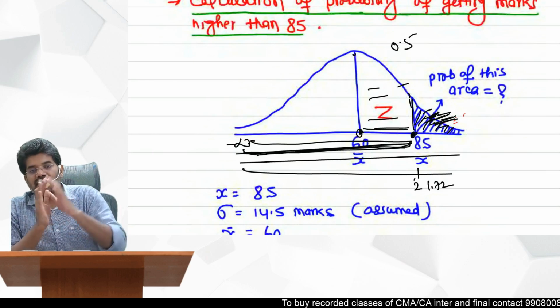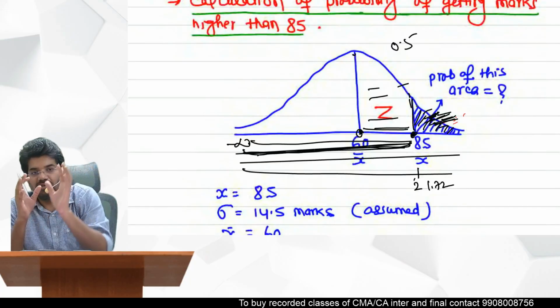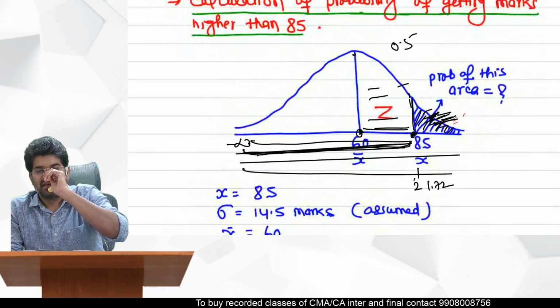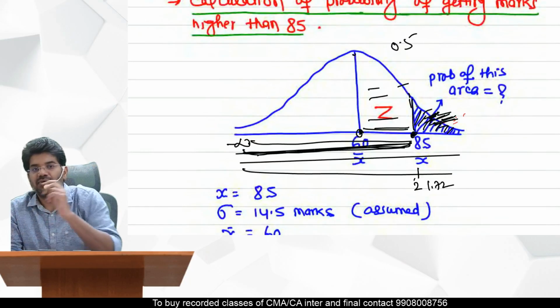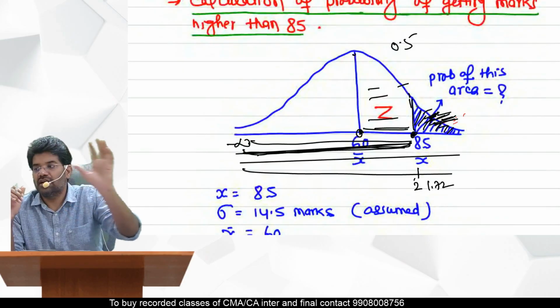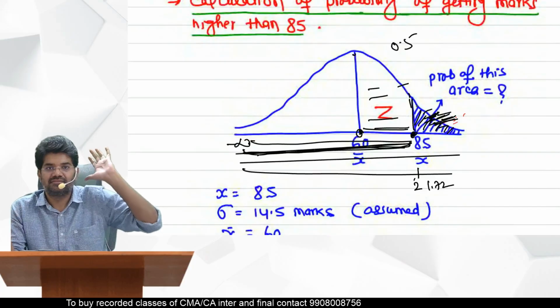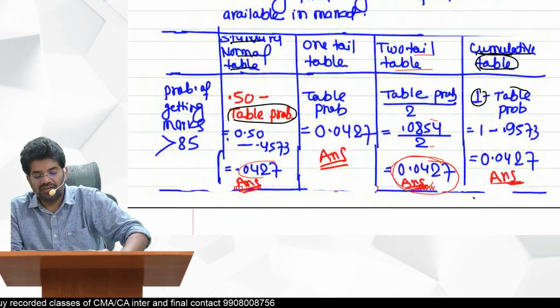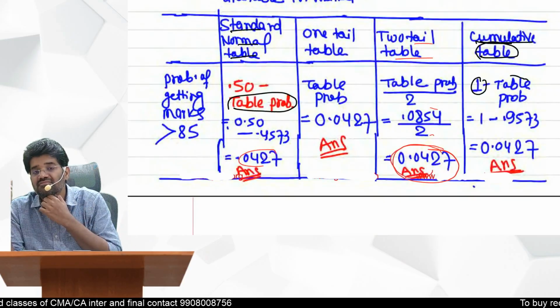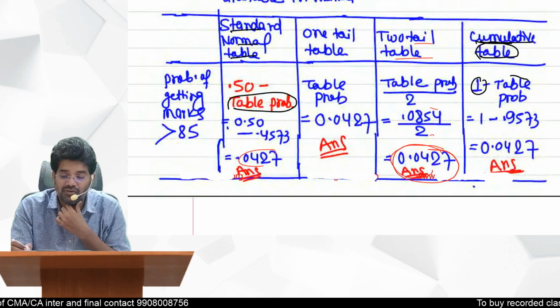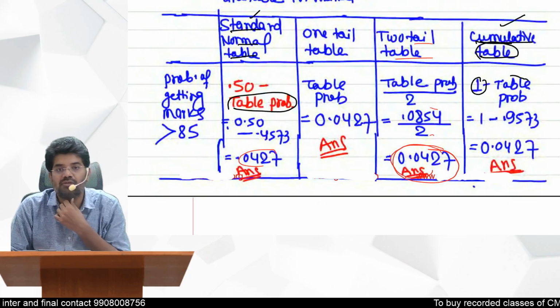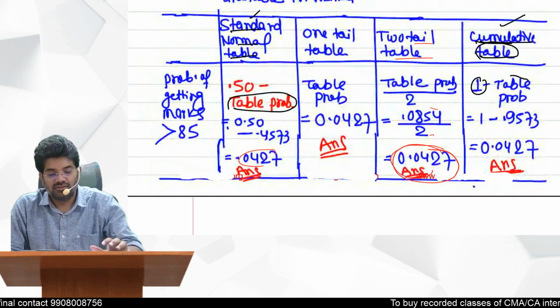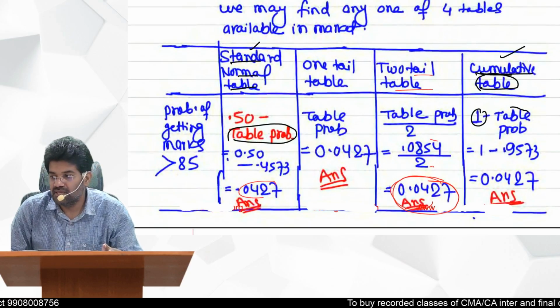If they give you standard normal, they will give you only the area from the mean to the x value. So to that you should add 0.5 for the other side. So these are the 4 types of tables. Either they might give you a cumulative table or a standard normal table. So please remember that.